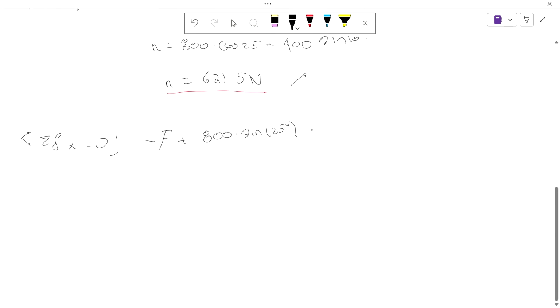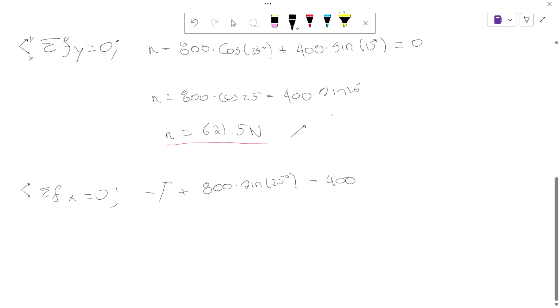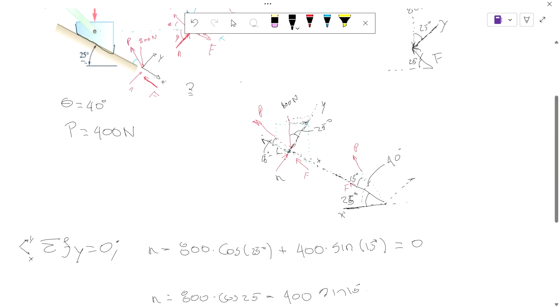And we have negative 400 cosine, because it's going in that direction. Cosine of the angle, which was 15, equals to 0. This is the angle right here. This angle is 15.